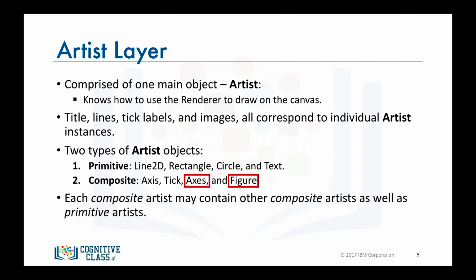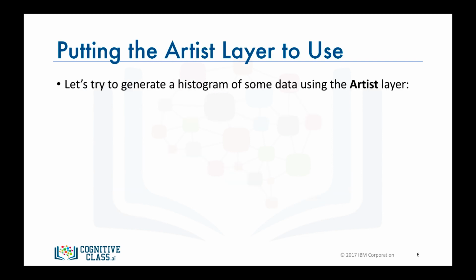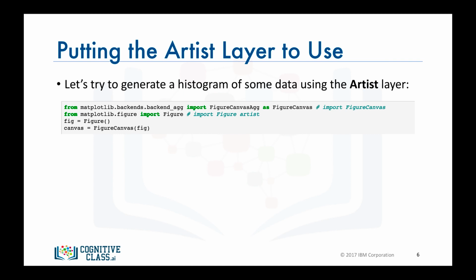Now, let's put the artist layer to use and see how we can use it to generate a graphic. So let's try to generate a histogram of 10,000 random numbers using the artist layer. First, we import the figure canvas from the backend _ag and attach the figure artist to it. Note that ag stands for anti-grain geometry, which is a high-performance library that produces attractive images. Then we import the NumPy library to generate the random numbers.